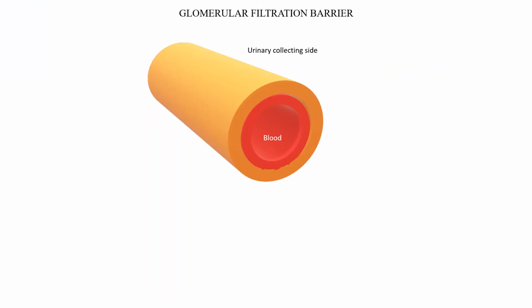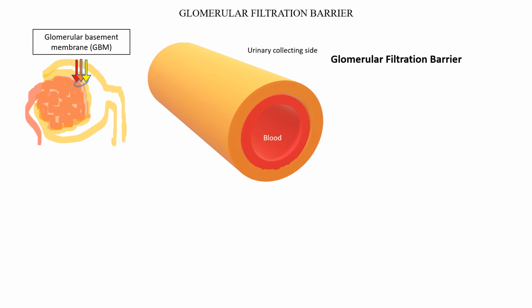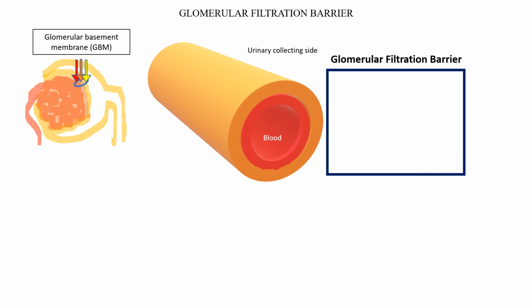We've discussed both the blood and urinary collecting sites. Now we take a look at what separates these two sites. This takes us to the topic of glomerular filtration barrier. The layer that glues the glomerular capillary loop and the urinary collecting system together is called the glomerular basement membrane, commonly abbreviated as GBM. The glomerular capillary wall, glomerular basement membrane, and epithelial cells lining the urinary collecting site make up the glomerular filtration barrier.